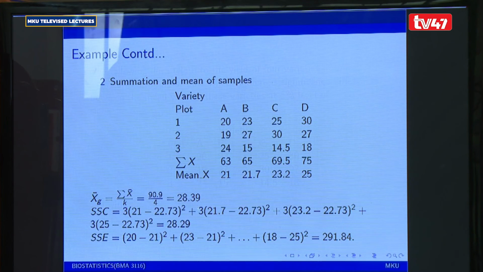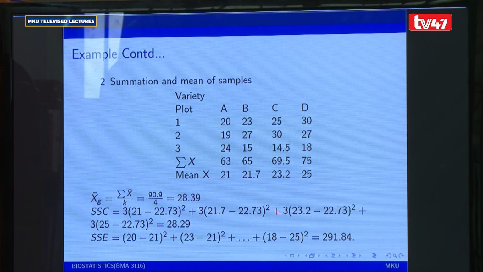Now, we get the summation of the values. Note that we are looking at the varieties. So you sum this, it's what we are calling the summation of X. You sum for B all the way to D. Then we get the mean of X, the mean of each of them.